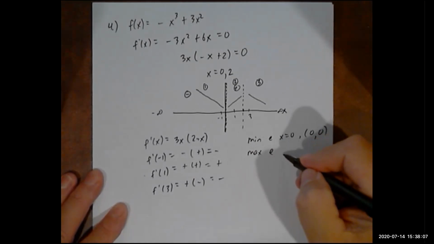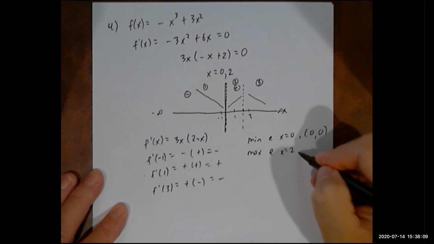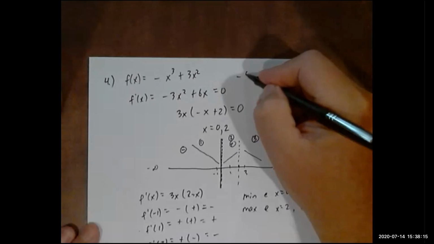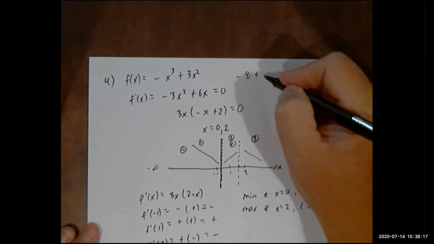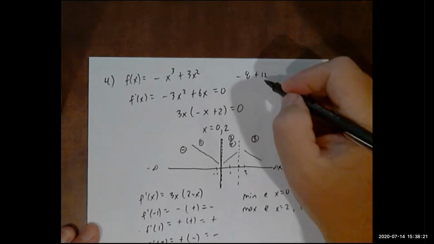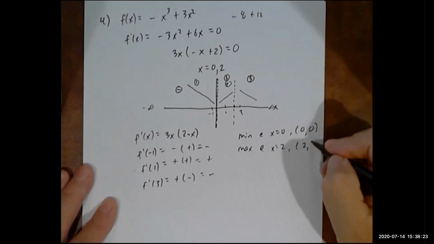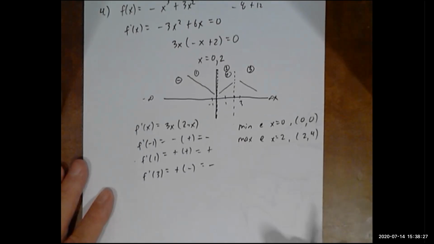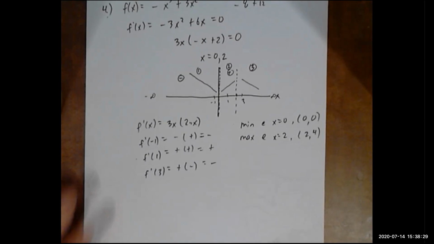I have a maximum when x is 2. If I plug in 2 into this point, I'm going to have negative 8 plus 12, which is 4. So here's my min and my max in terms of the point. So I hope I've got everything I'm going to need to answer these questions.